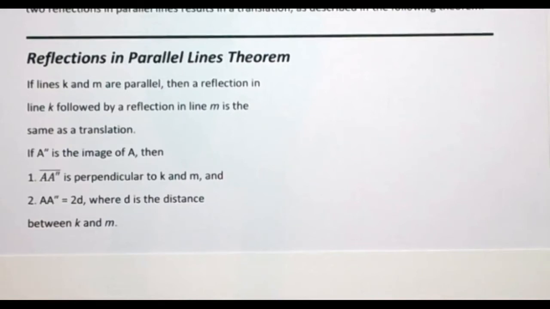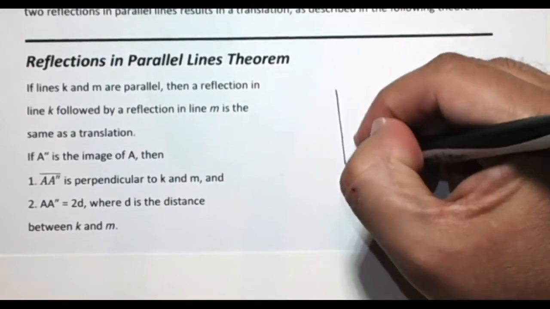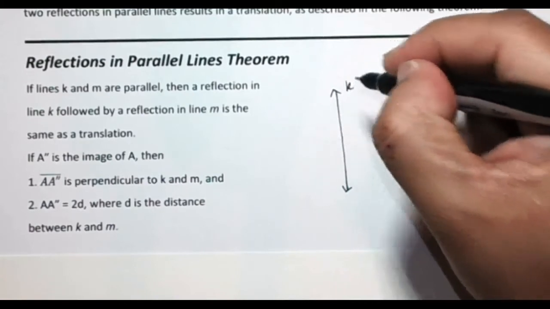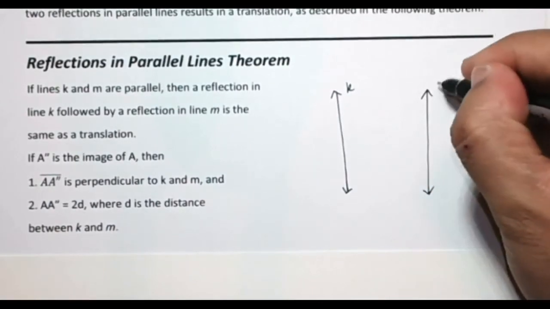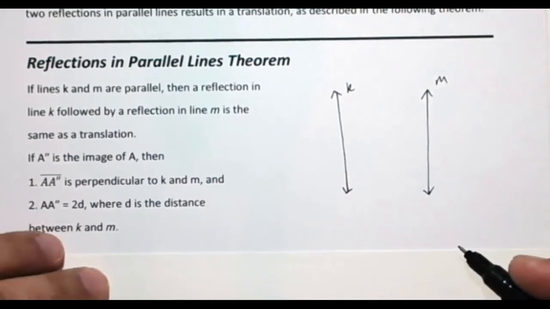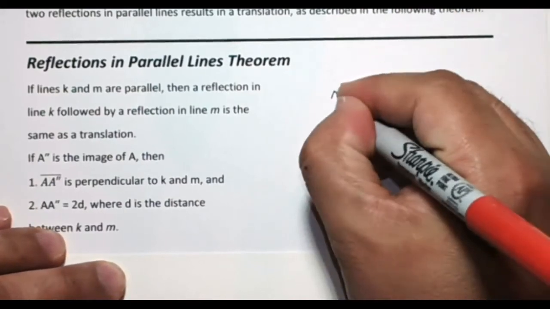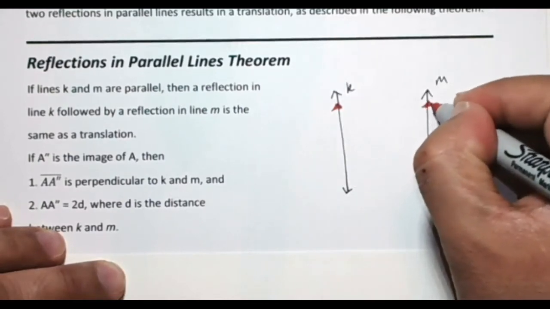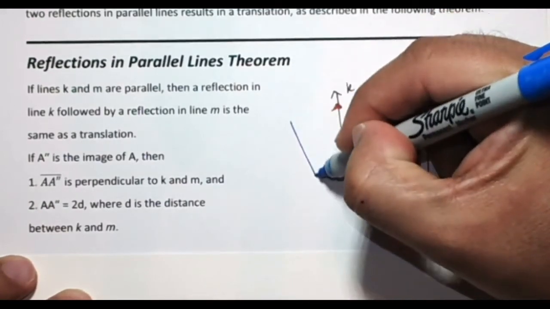I start with two lines, K and M, and they're both parallel. So let's draw these lines. We'll call this one K. And then I'm going to draw another line here. We'll call this one M. Both of those are parallel to each other, so let's draw the symbol for parallel. It's part of our given. And then we'll start by drawing a segment. We'll call this segment AB.